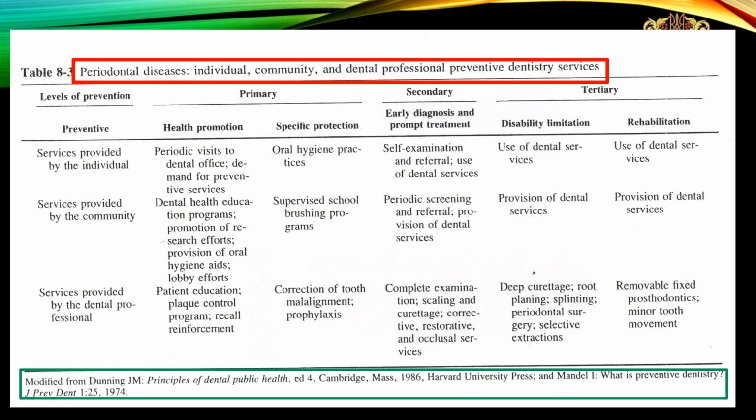On the secondary level of prevention, early diagnosis and prompt treatment will include self-examination and referral, use of dental services. And the tertiary level of prevention includes use of dental services for disability limitation and rehabilitation.